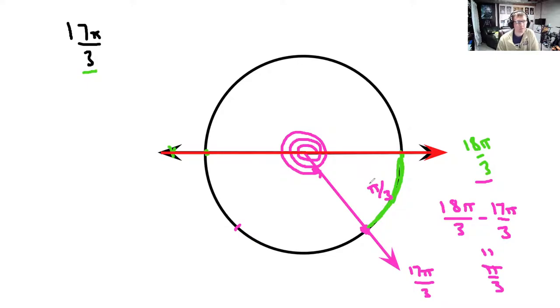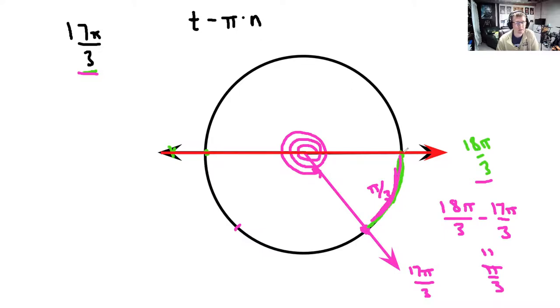Okay. This angle is a good angle to look at because it illustrates the exact process by which you find all reference angles. You're trying to find the shortest arc length between the x-axis and your original angle. So what you're going to do is take a formula like this. You're going to take your angle t, and you're going to subtract multiples of pi until you get the smallest possible difference.